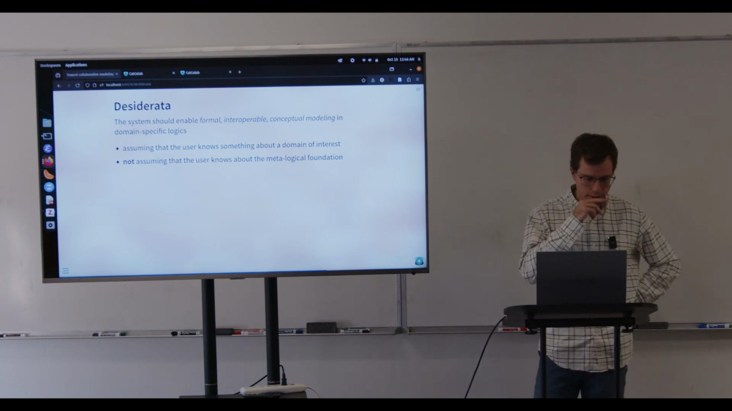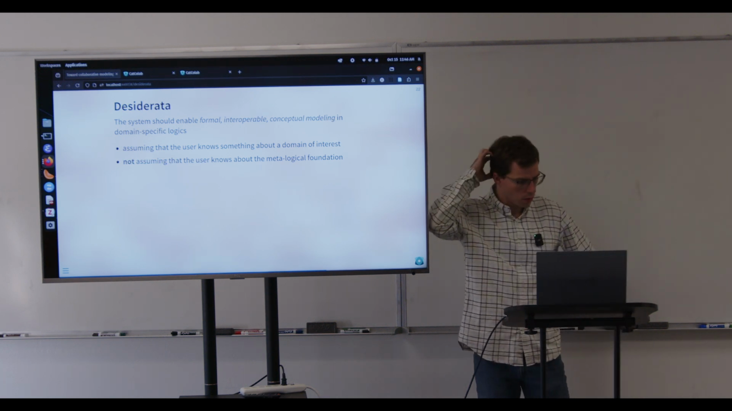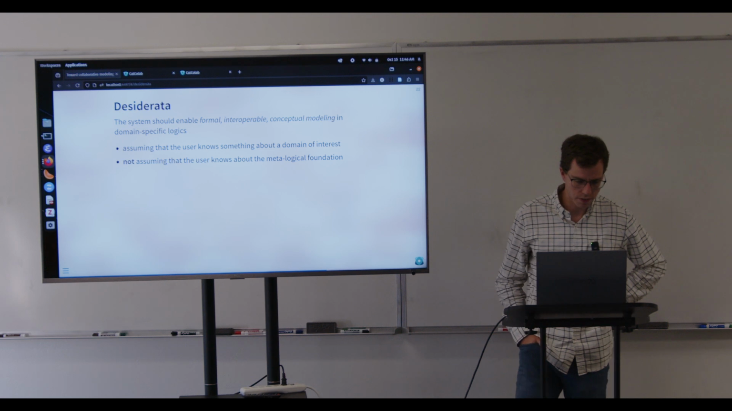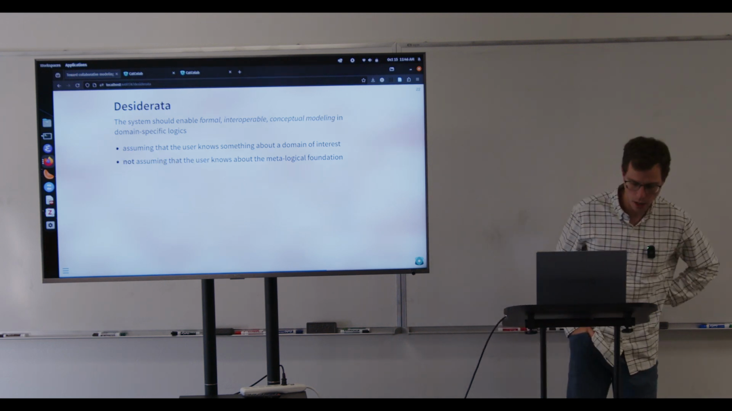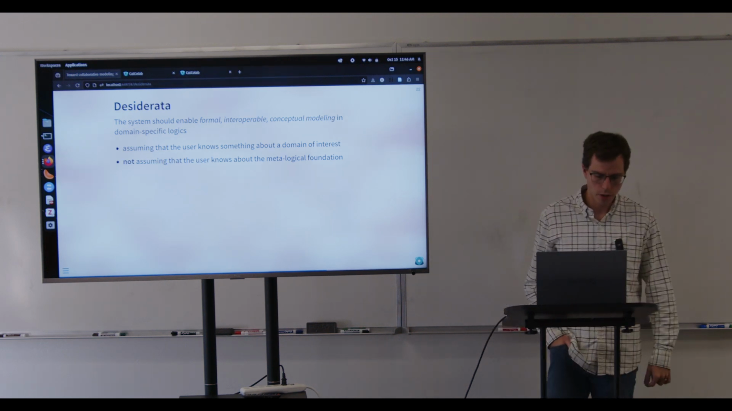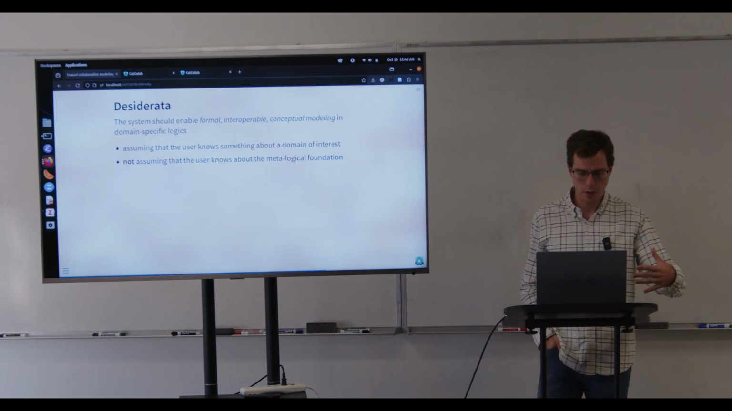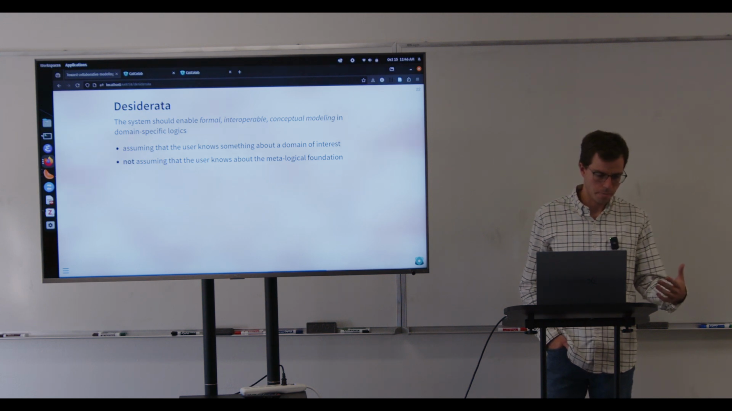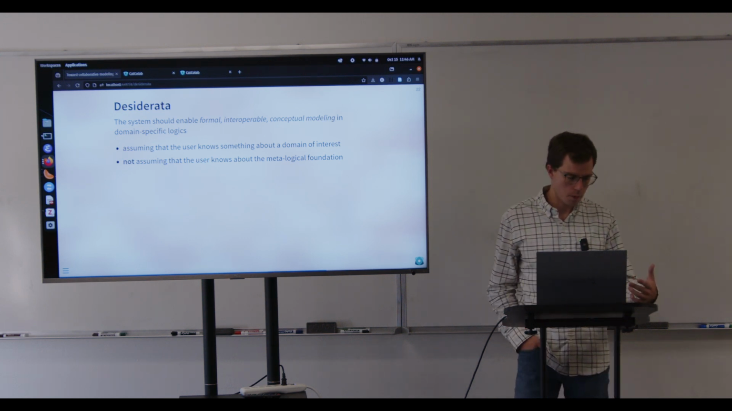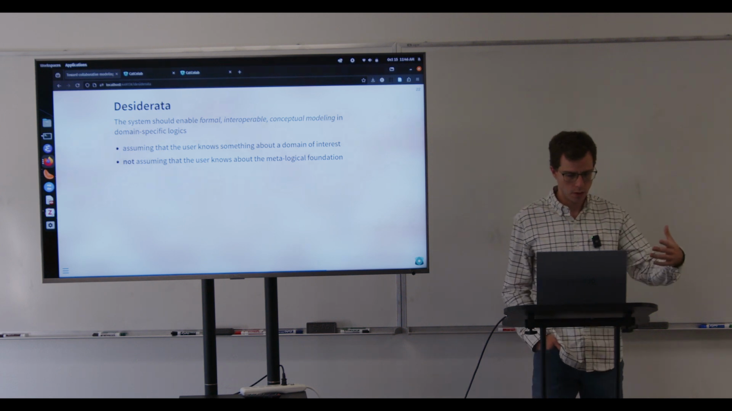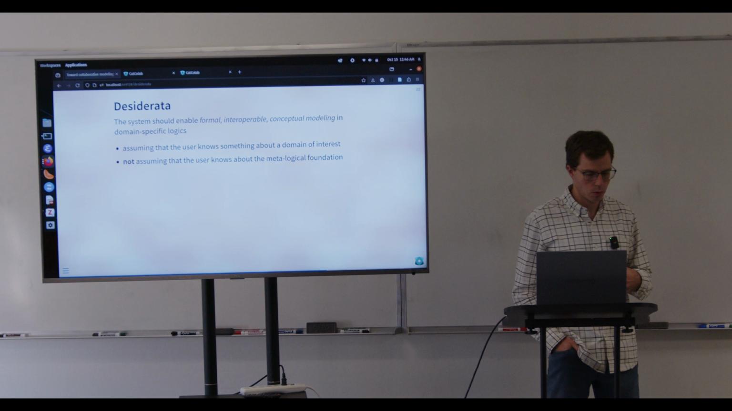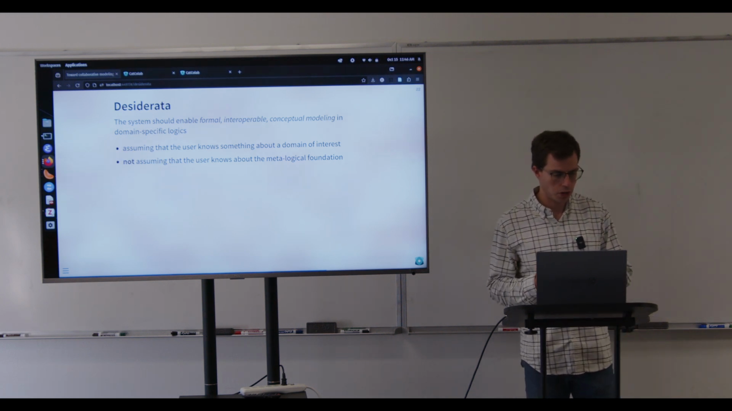As I hinted at the beginning of the talk, the goal of the system is to enable formal and interoperable conceptual modeling, but under a pretty specific set of assumptions. On the one hand, I'm perfectly willing to assume that the user knows something about a domain of interest that we know how to build logics for. So maybe they know about causal loop diagrams or database schemas. It's not supposed to require no knowledge, but what it's not supposed to require is knowledge of this metalogical foundation that I just described.